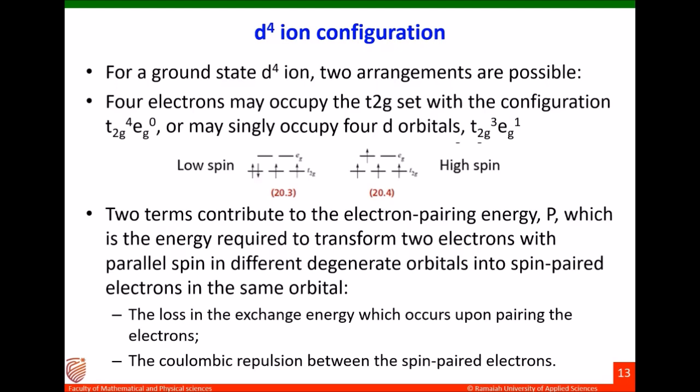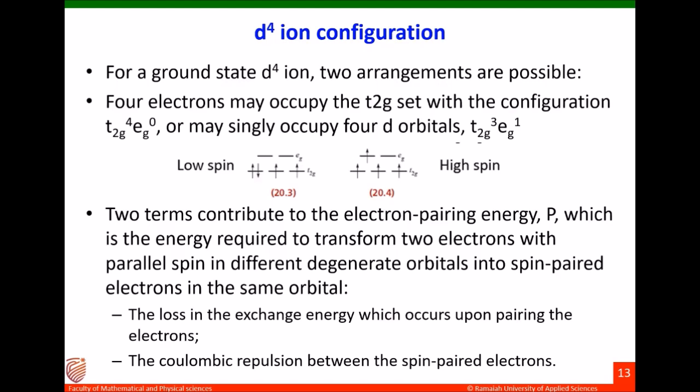I am repeating the sentences. Two terms contribute to the electron pairing energy P, which is the energy required to transform two electrons with a parallel spin in different degenerate orbitals into spin paired electrons in the same orbital. First, the loss in the exchange energy which occurs upon pairing the electrons. Second, the Coulombic repulsion between the spin paired electrons. So the electron pairing energy P accounts for these two terms.